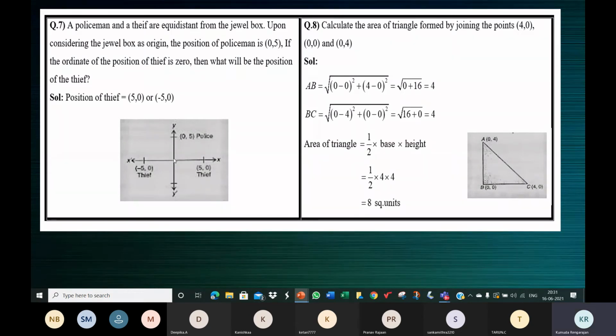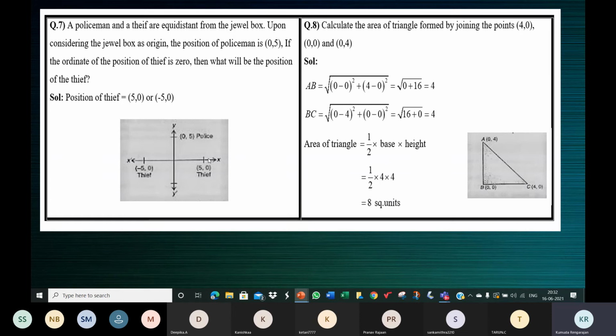It's given very clearly the jewel box is at the origin. So the coordinates of the box are 0,0. Now, the position of the policeman, 0,5, is given. You only have to find the position of the thief. What is given? The ordinate position of the thief. Ordinate is the y coordinate. The y coordinate of the thief is 0.